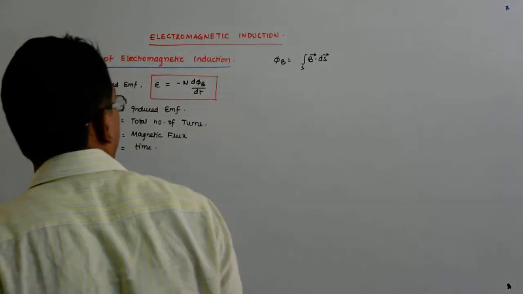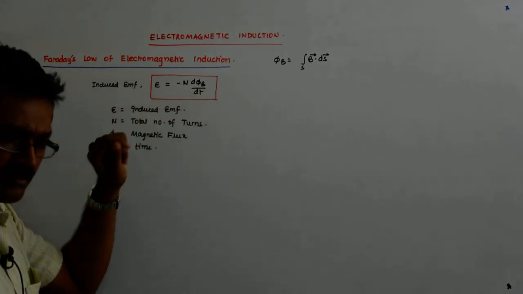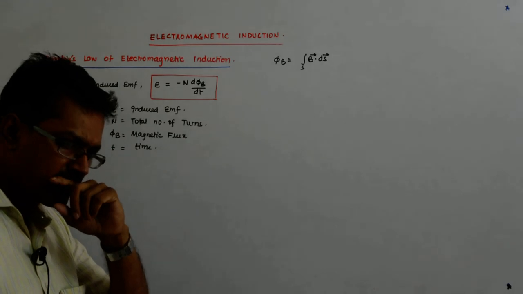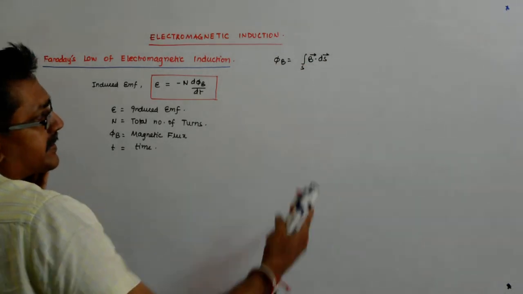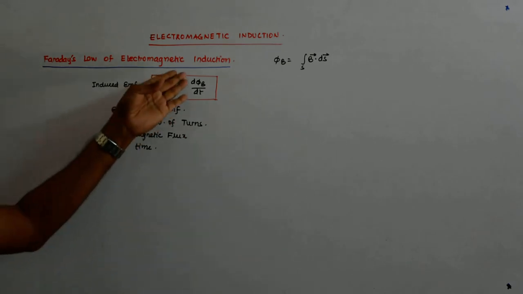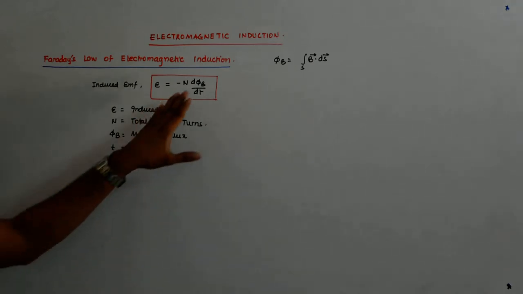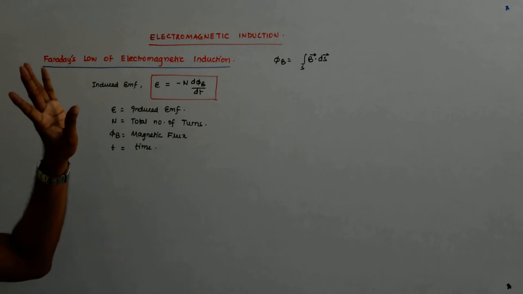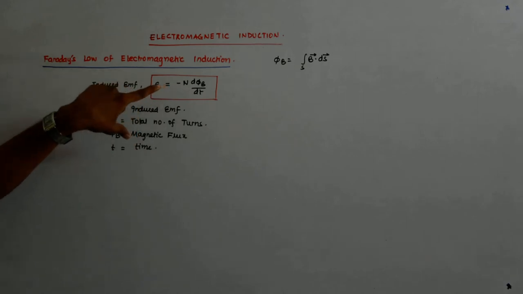Phi b will be B dot ds. D phi b upon ds. Yes, but it should be with respect to this. D phi by ds is B. And d phi by dt is with respect to time, no? It is with respect to time. So the change in flux, you find out the change.